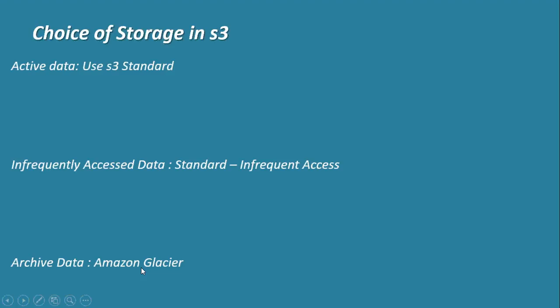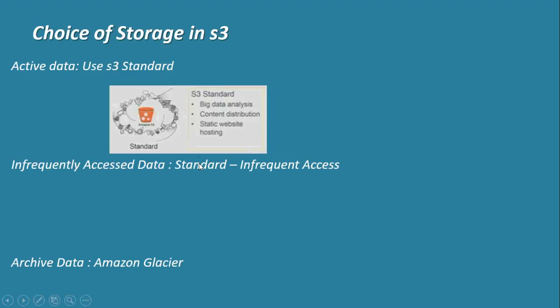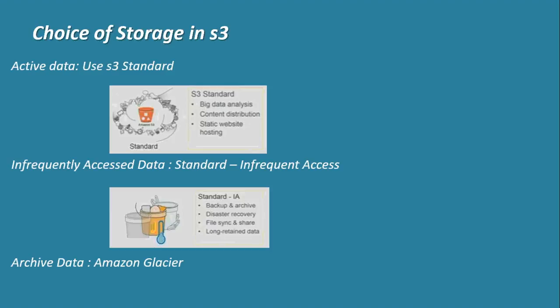So in case of S3 Standard, for big data analytics, content distribution for your website, a static website, or dynamic content on your website, you can go ahead and use S3 Standard, because that is about your live and active data. In case of infrequently accessed data, you can use Standard Infrequent Access for backup and archive, and for disaster recovery, in case you need to access or back up the whole data. So in case of long-term data, you can go ahead and use Standard IA.